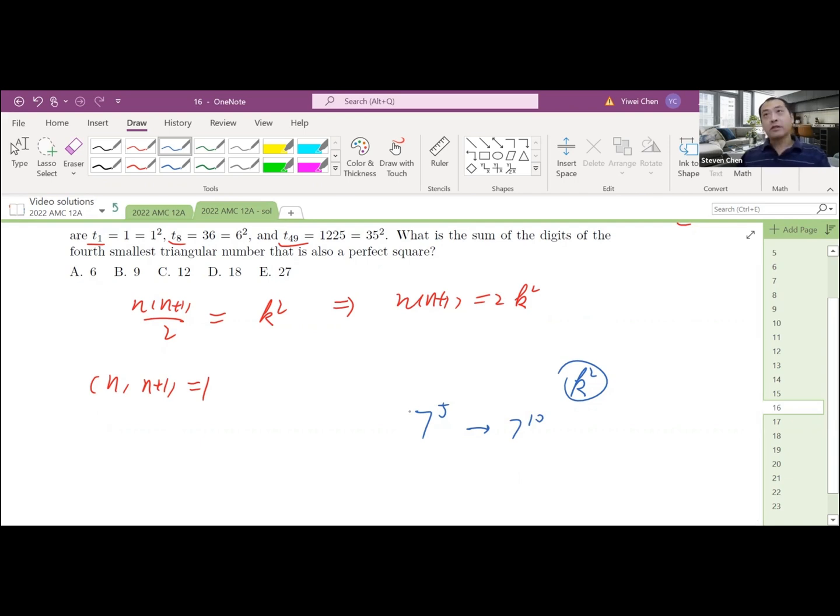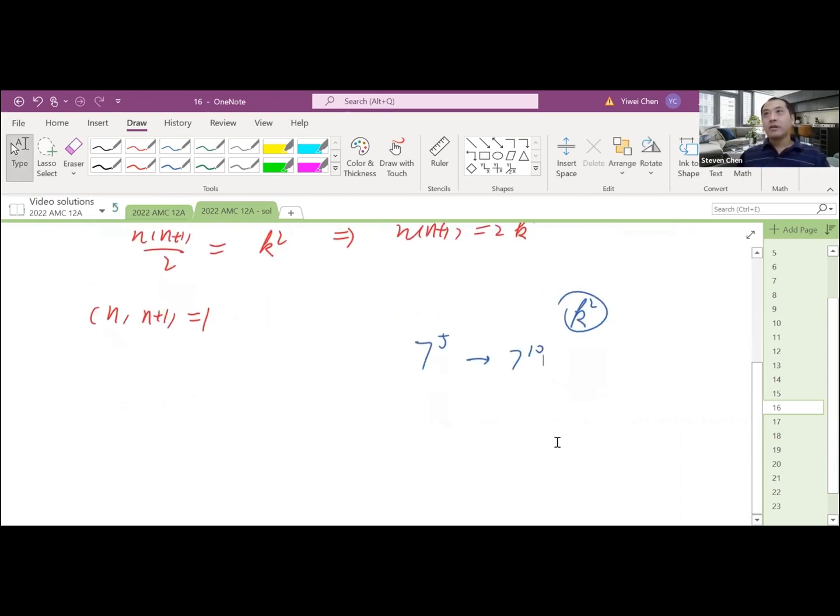Next, let's think about it. For this prime number 7, because it needs to be sent out to the left-hand side, how many 7s can go to n? How many 7s can go to n plus 1? We must have that either all 7s go to n or all 7s go to n plus 1. We cannot have some 7s go to n and some 7s go to n plus 1. Why? Because if both n and n plus 1 have 7, then they are not relatively prime. So this is the key observation, right?